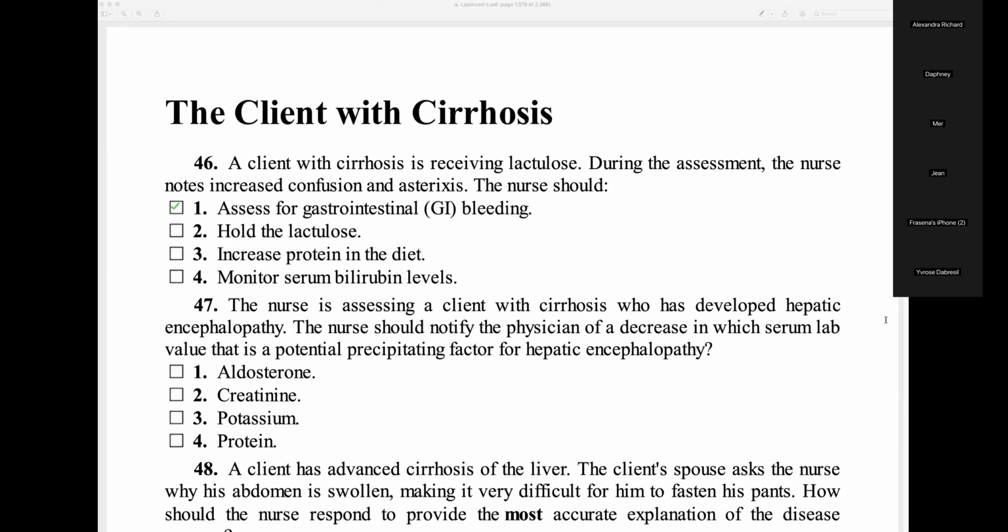I'm so sorry, guys. This question is not even fair. That's how tricky it is. But the correct answer is 3, potassium. So hypokalemia is a precipitating factor in hepatic encephalopathy. So when the potassium drops, it can mean that hepatic encephalopathy is getting worse.